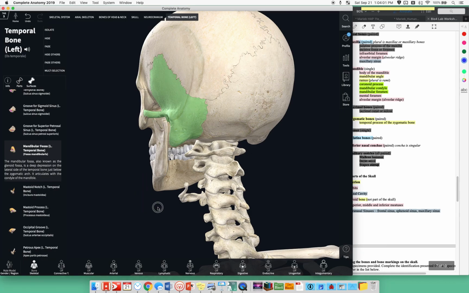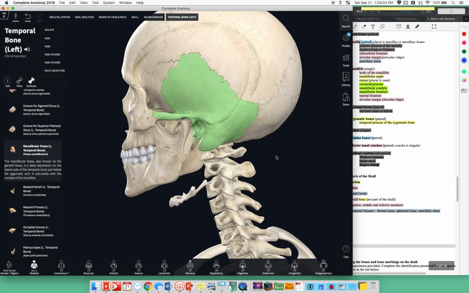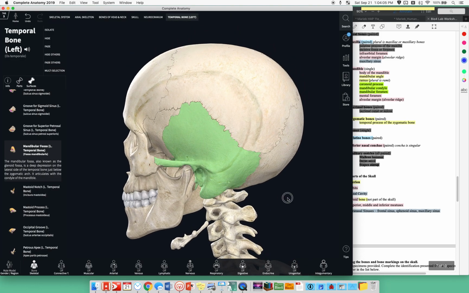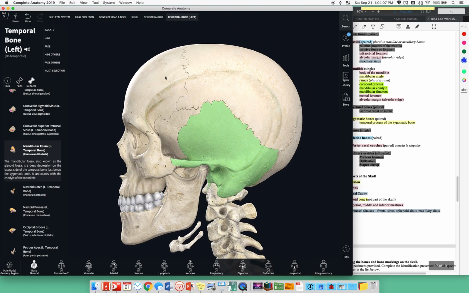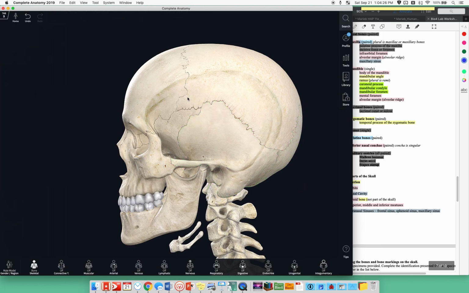Okay, now let's take a look at the lateral view of the skull. This is the frontal bone, parietal bone, sphenoid bone, temporal bone, zygomatic bone, maxilla, mandible, and this is your occipital bone. In terms of sutures, you can see the coronal suture, squamous suture, lambdoidal suture.